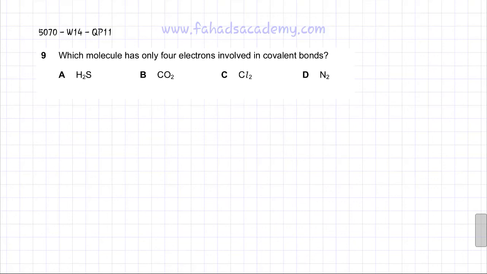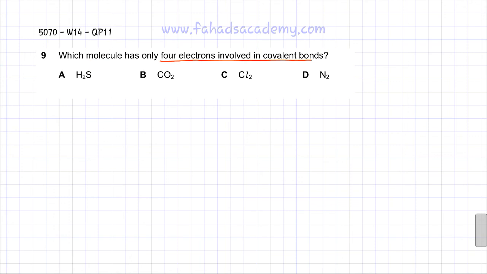The following question is related to chemical bonding, and the question asks which molecule has only 4 electrons involved in covalent bonds. So we need to figure out 4 electrons in a covalent bond. For that, we need to draw the dot and cross diagram for each molecule that's given. Let's look at the first molecule first, which is an H2S molecule.